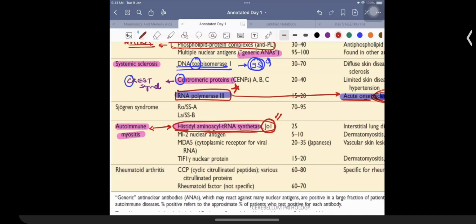Histidyl amino acyl tRNA synthetase. You write down the name of the conditions, write down the name of the antibodies on the right side, have a look at this chart time and again repeatedly. That's the easiest way to remember it.